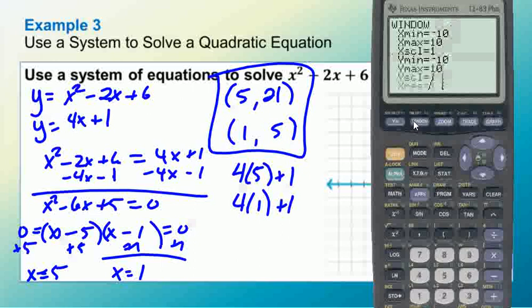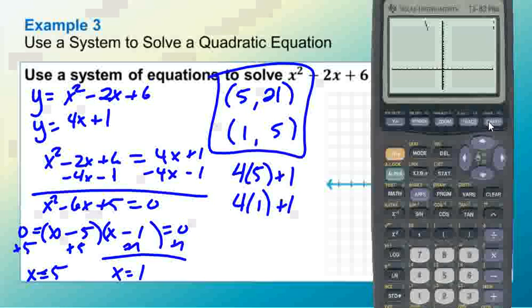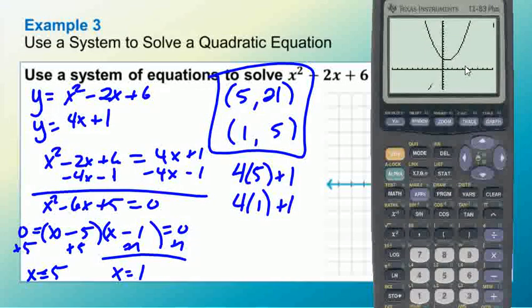Need to change my window settings to go a little bit higher. So my Y maximum, let's go, I need to get it at least 21. So let's go to 25. Now I hit graph. Here's the first one. Here's the second one. So we need to find this point and this point.